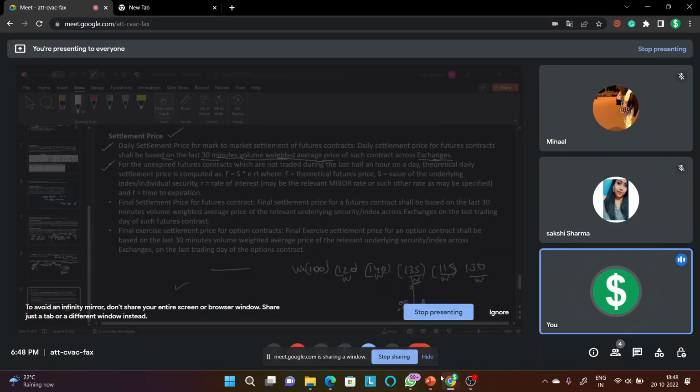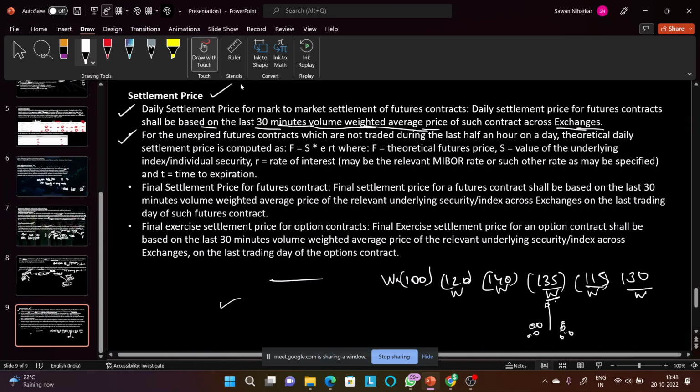Now, as we mentioned, the first point, the daily settlement price for mark to market settlement, should be the last 30 minutes volume weighted average price of such contracts across all exchanges.